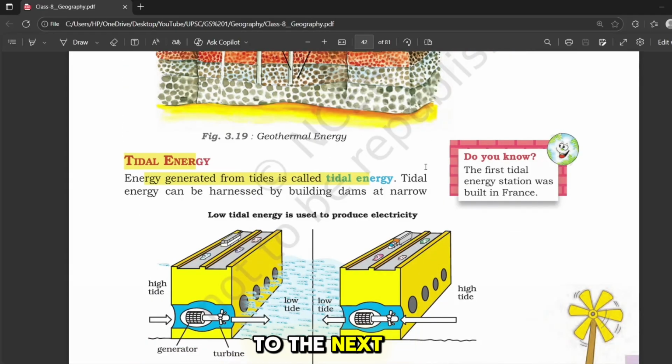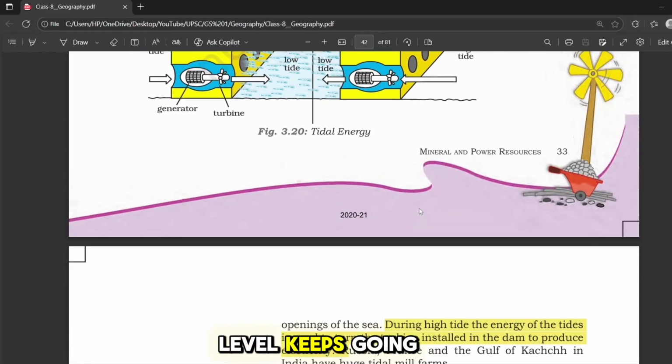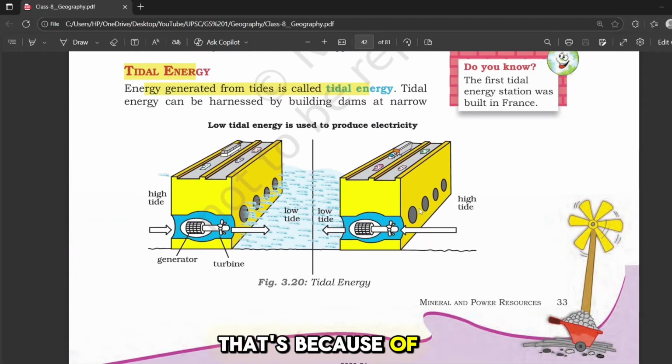Now, let's move to the next topic, that is tidal energy. So, what is tidal energy? It's the energy that we get from the rise and fall of the ocean tides. You all know that sea level keeps going up and down. That's because of the gravitational pull of the moon and sun. When the water level rises, we call it a high tide, and when it falls, there's a low tide.